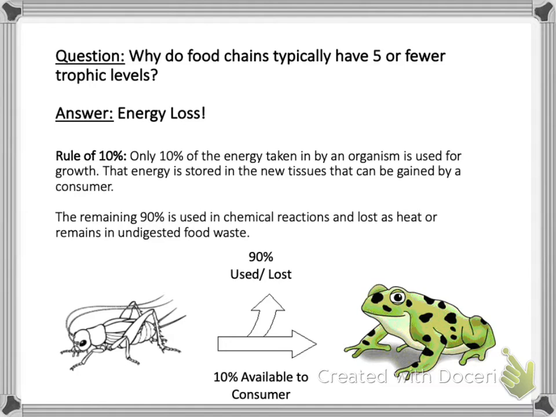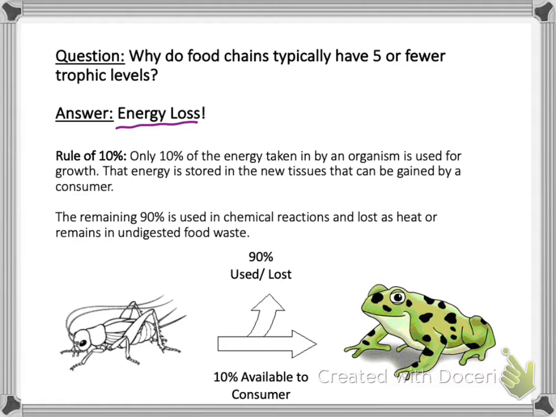It has to do with energy loss. We've learned earlier that chemical reactions are not efficient. As we transform one type of energy into another, some energy is lost as heat. And that energy loss means that as we move up a food chain, less and less of the original energy is available to those top consumers.